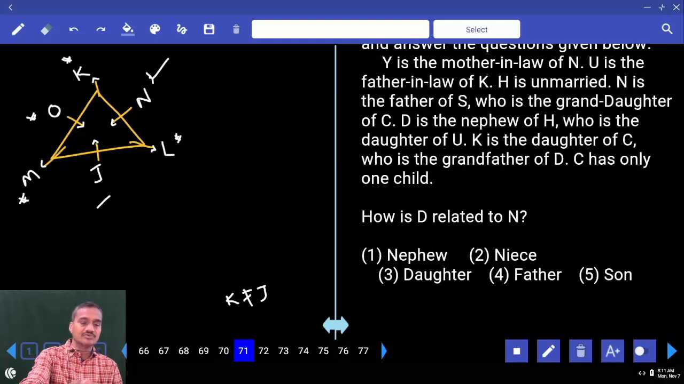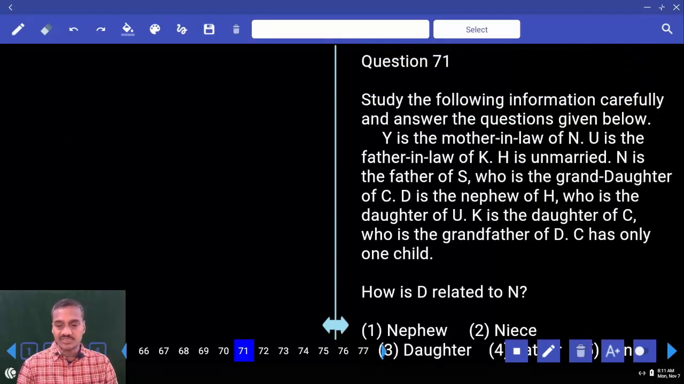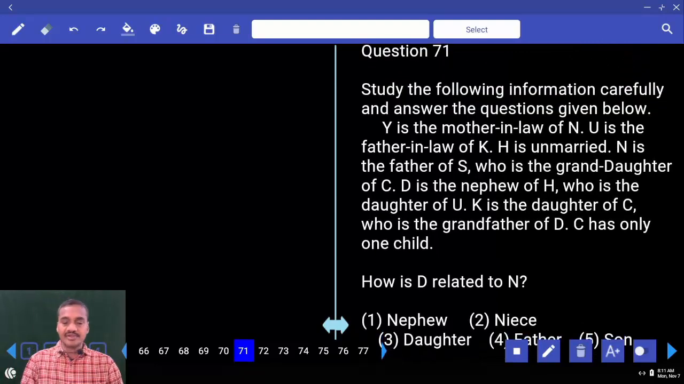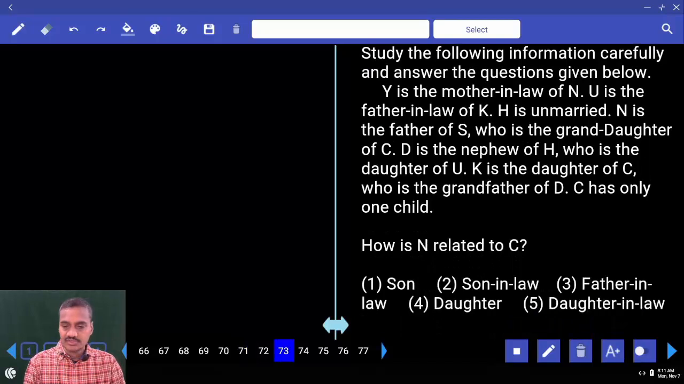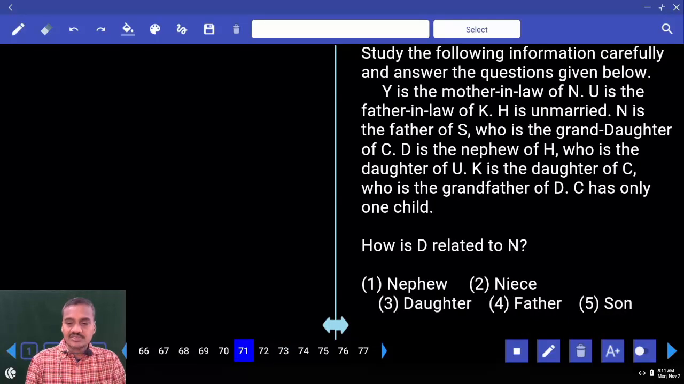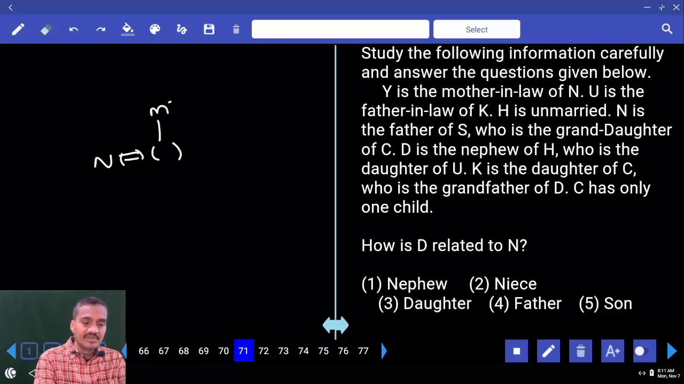Then 71 onwards. Now this 71 onwards is based on blood relations. How many questions were there? 3 questions were given under this. Yes. Then Y is the mother-in-law of N. N is here, N's spouse, and the spouse's mother, who is that person? M is the mother. Y is the mother-in-law of N.